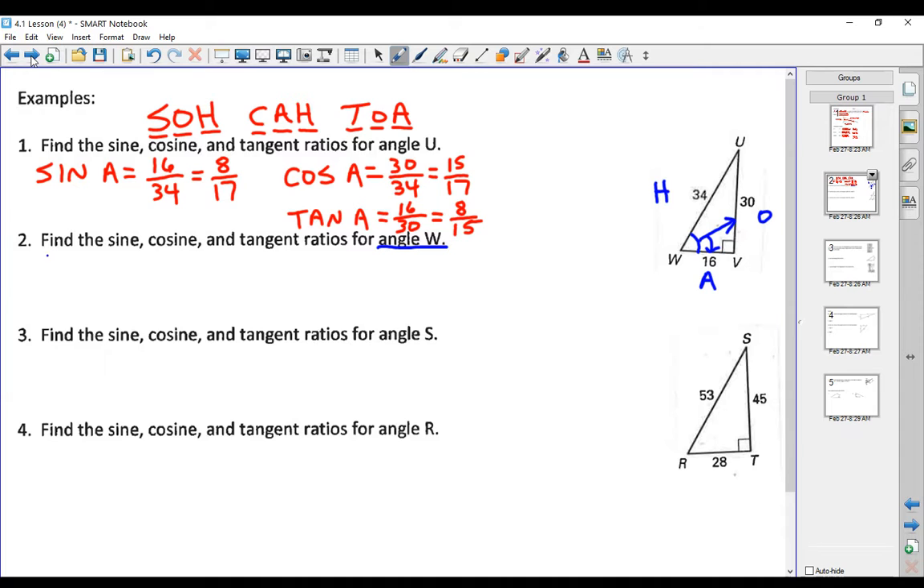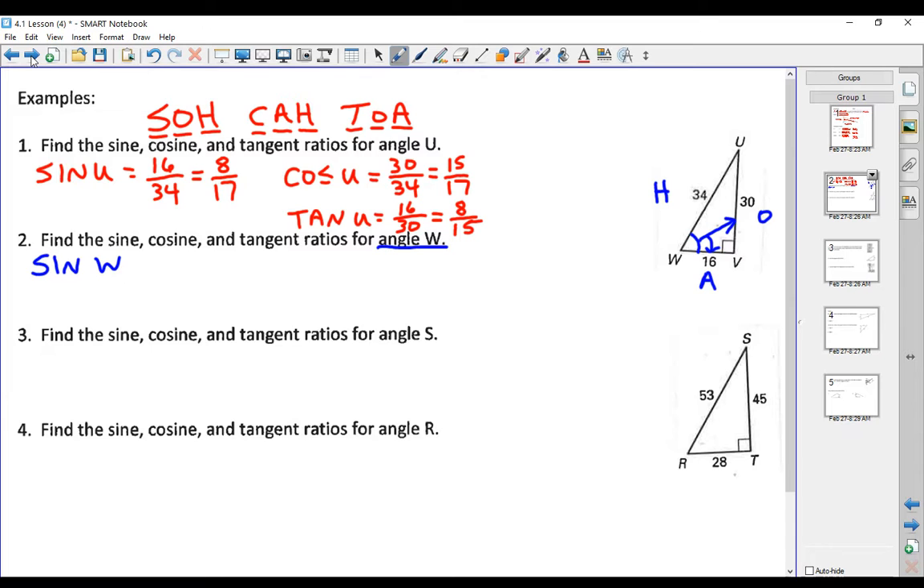All right, so the sine of angle W, and by the way, I made a mistake earlier. I did the sine of A and the cosine of A and the tangent of A. Those should have all been U's because that's the angle that we were working with there. Let me fix that real quick. There we go. Now that's fixed up. Let's go back to angle W now.